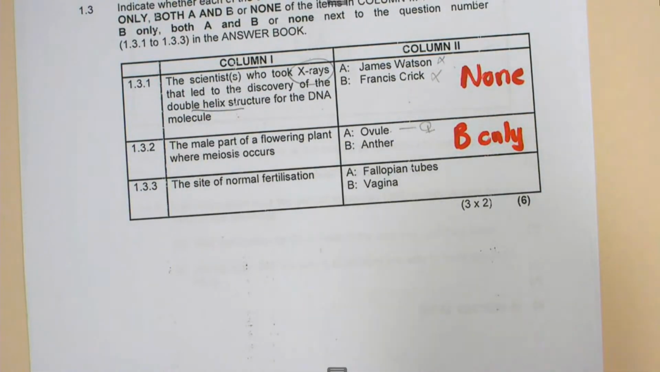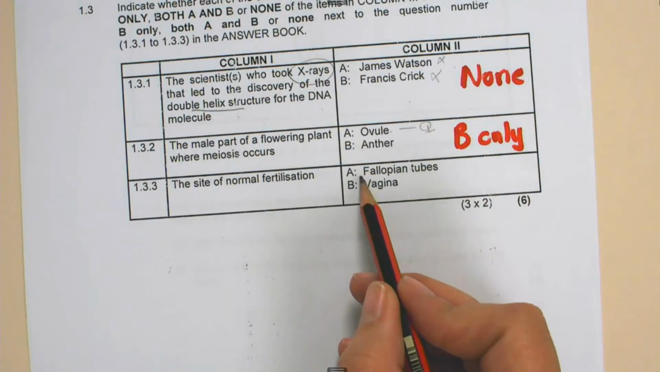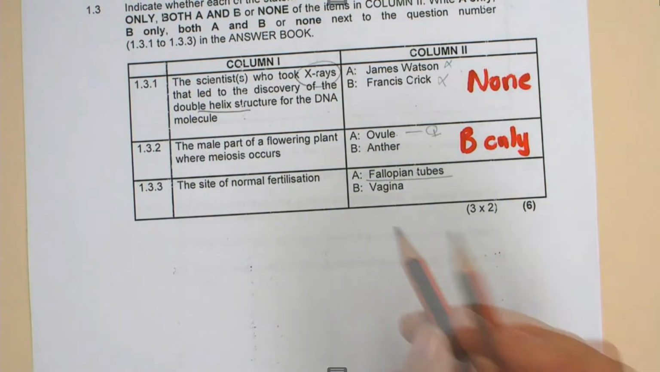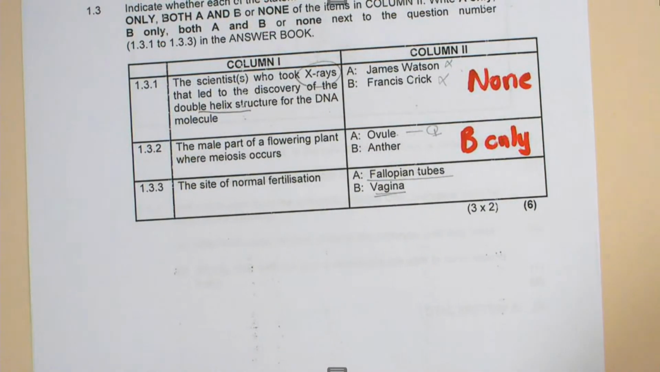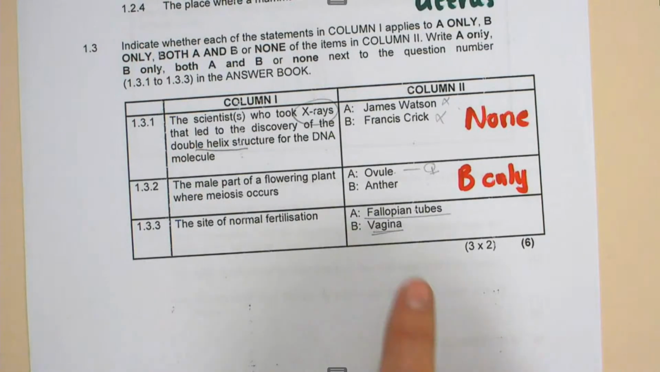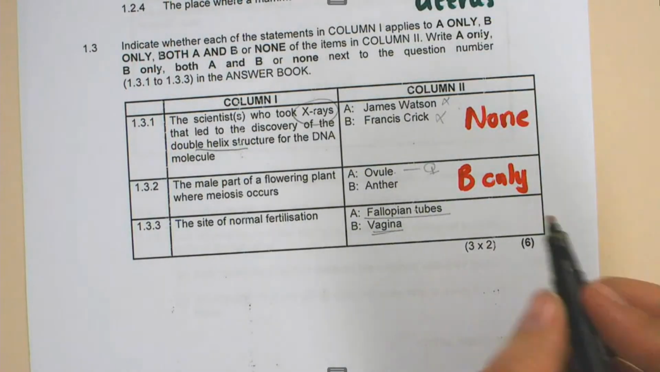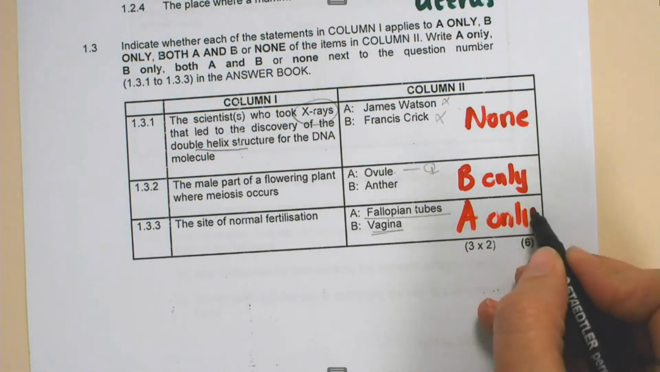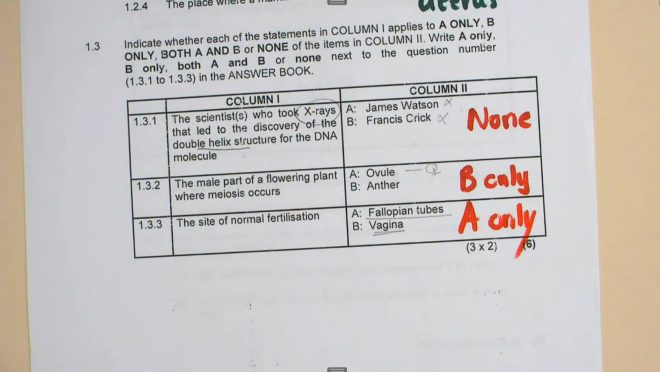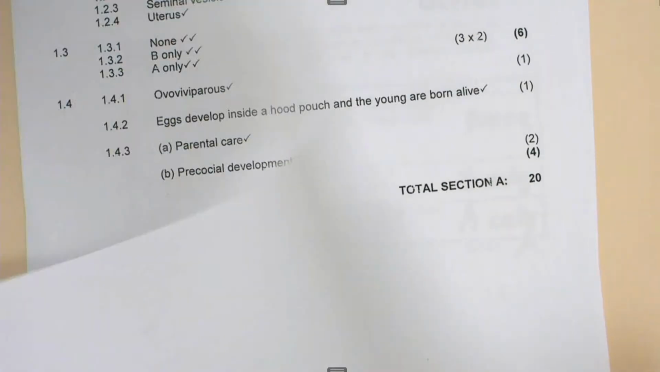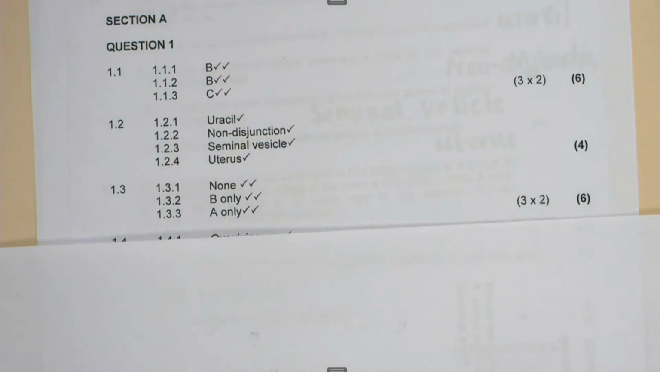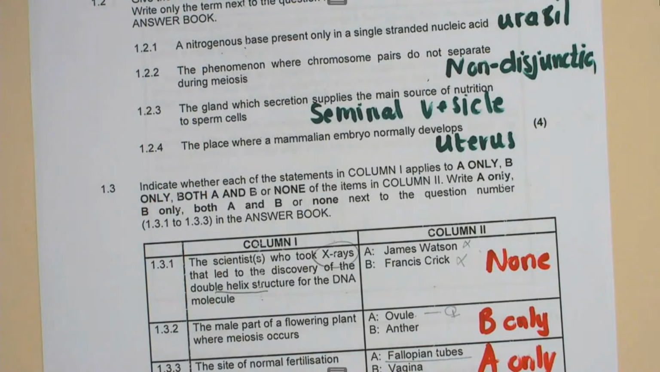1.3.3, the site of normal fertilization. Normal fertilization will be in the fallopian tubes. The vagina only receives the sperm during copulation. So number A, it will be A only. That would be the correct answer according to this. So according to the memo up until now, there are no mistakes or corrections there. The memo is 100% correct. So let's continue to the next part.